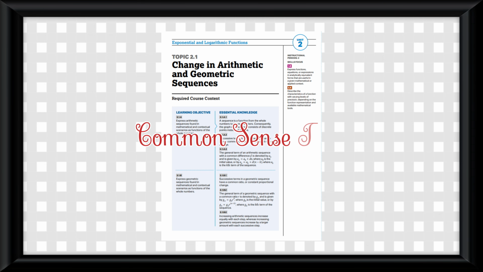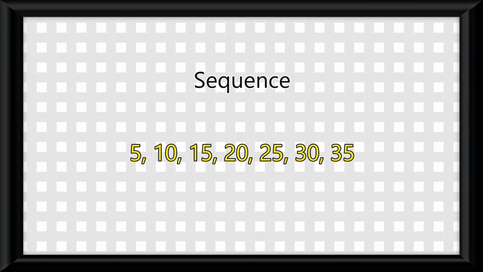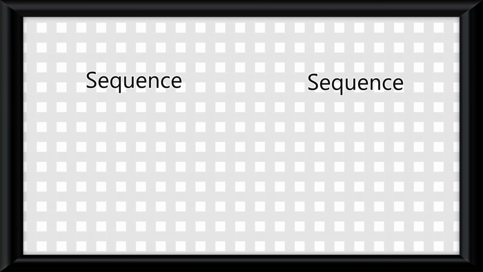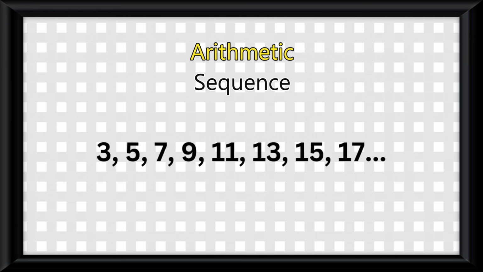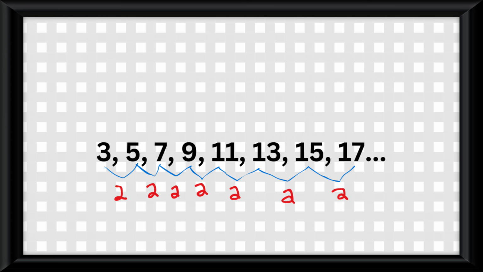Welcome to the common sense topic. Why do I call it the common sense topic? Just wait. A sequence is really just a list of numbers. Sequences are split into two groups, arithmetic and geometric. An arithmetic sequence is really just a linear function. The numbers have a common rate of change, a common difference, which in this case is 2.